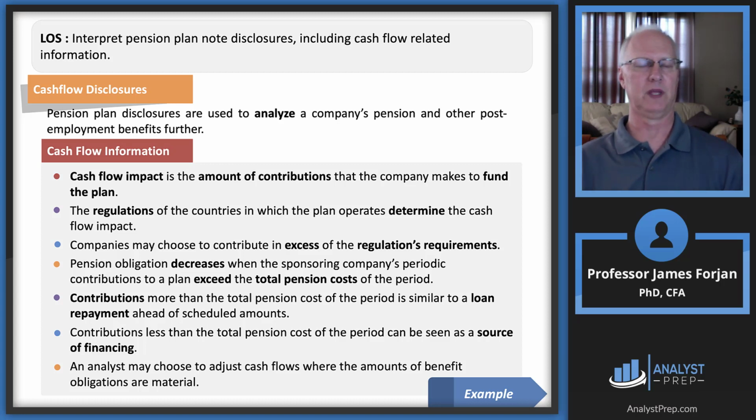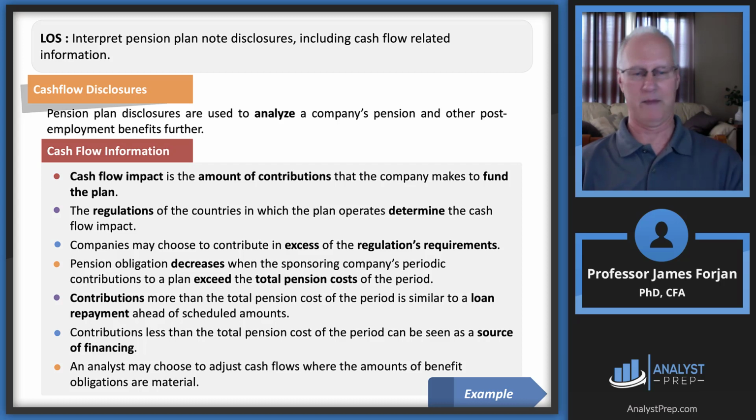So let me read some of these to you here. Company may choose to contribute in excess of the regulations requirements. Let me scratch my head on that one. Pension obligation decreases when the sponsoring company's periodic contributions exceed the total pension costs for that period. That makes sense. Contributions more than the total pension cost is similar to a loan repayment. I love that analogy. Source of financing, of course.